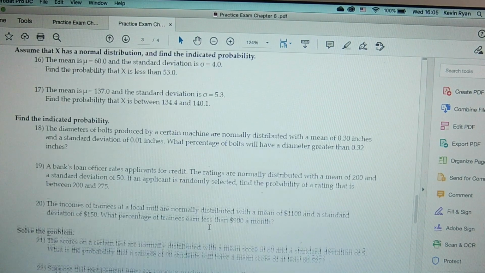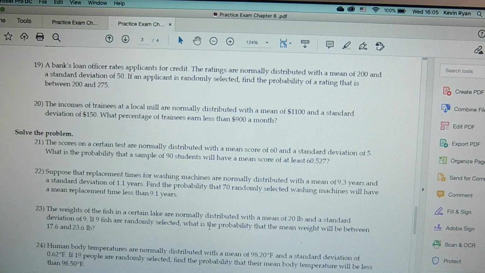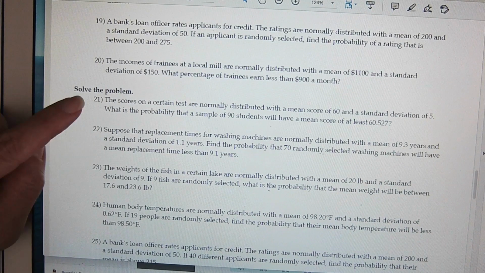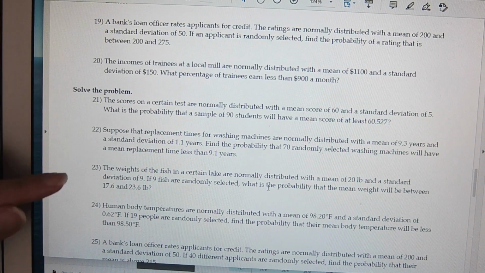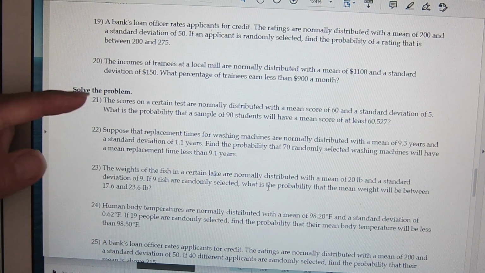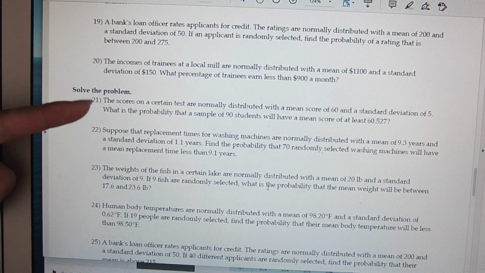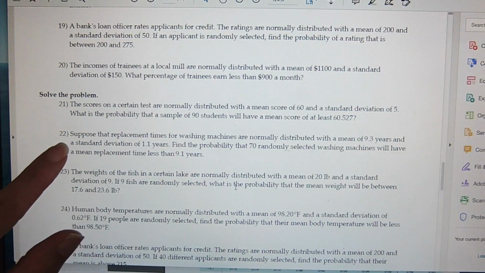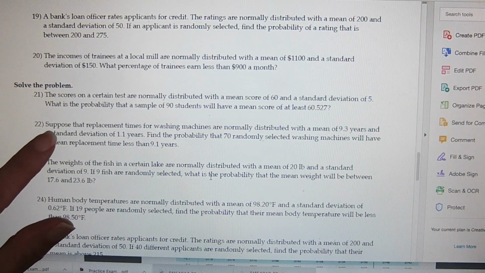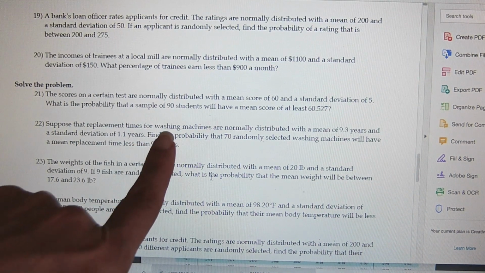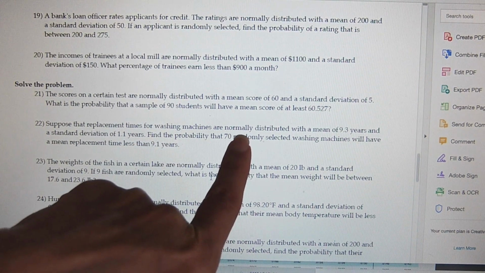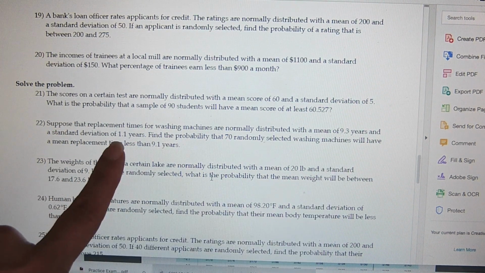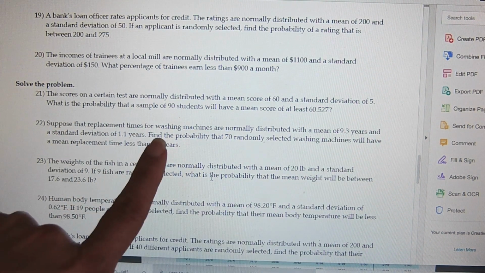Alright, so next one. Okay, so sorry, I have to move back. Emily said number 22. This part is all similar questions, 21, 22, 23. There are just different types of reading parts, but it's all the same type of question. Number 22 says it's the replacement time of a washing machine, again normally distributed. Here's my mean, here's my standard deviation. Find the probability.